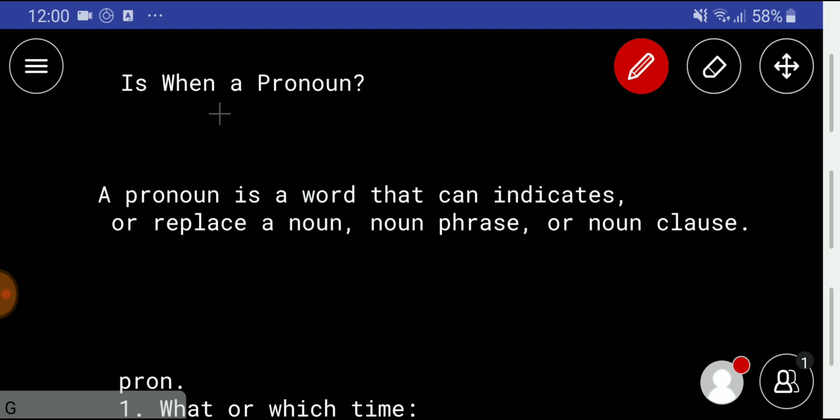Today we'll determine whether "when" is a pronoun or not, right? Okay, to give you the answer, let me introduce pronoun.